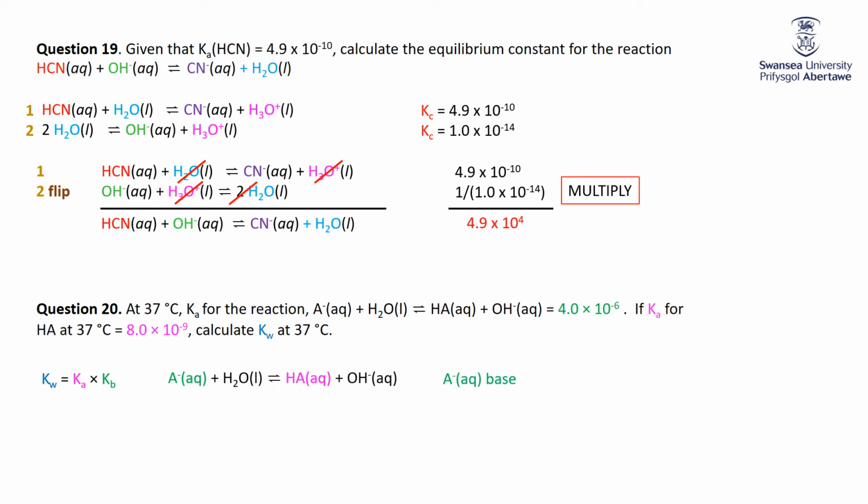A minus plus water goes to HA, and we know that for A minus acting as a base, the Kb is equal to 4 times 10 to the minus 6. So therefore the Ka for HA, 8 times 10 to the minus 9, times the Kb for A minus, 4 times 10 to the minus 6, is going to be Kw, 3.2 times 10 to the minus 14. All you had to do is recognize that HA is the Ka value, here is the conjugate base of HA, A minus, here is A minus acting as a base, so this is the Kb for A minus. Ka times Kb equals Kw.